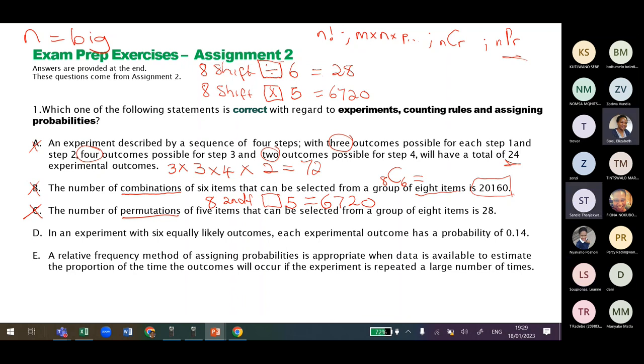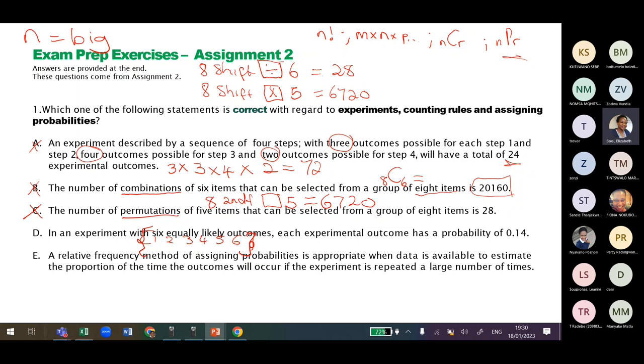Okay. In an event with six equally likely outcomes, each experimental outcome has a probability of 0.14. Now, if there are six and the outcomes have the same probability, therefore, it means we're going to use the probability function to calculate. So we know that there are six outcomes: outcome 1, outcome 2, outcome 3, outcome 4, outcome 5, outcome 6, irrespective of what they have. So these are the outcomes of this sample space.